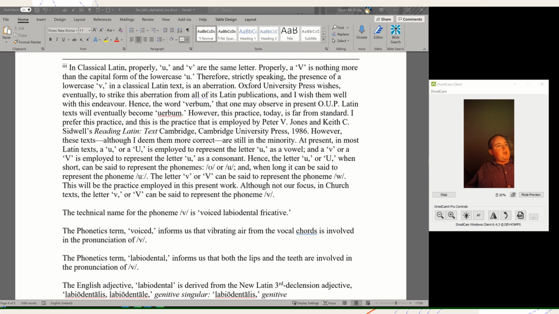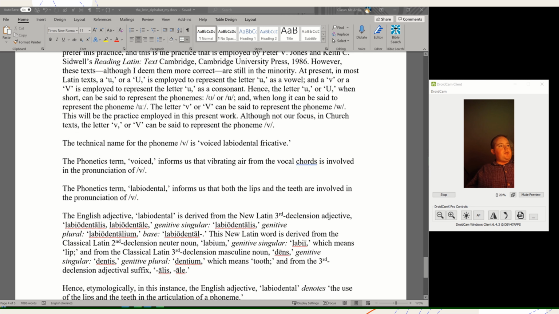The phonetics term voiced informs us that vibrating air from the vocal cords is involved in the pronunciation of V. And if you think this is down to Helen Keller, if you put your two fingers there, you can feel a vibratory sound there. The phonetics term labiodental informs us that both the lips and the teeth are involved in the pronunciation of V. And you can see there, these teeth go down to the bottom lip. V.